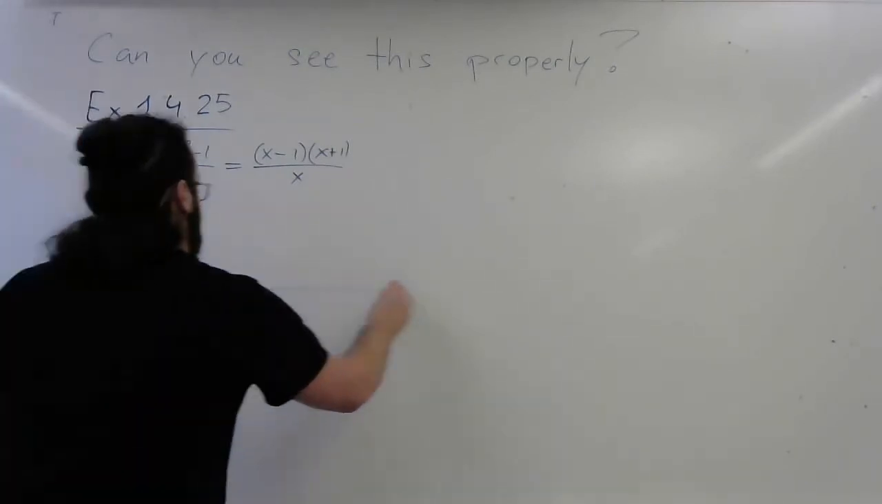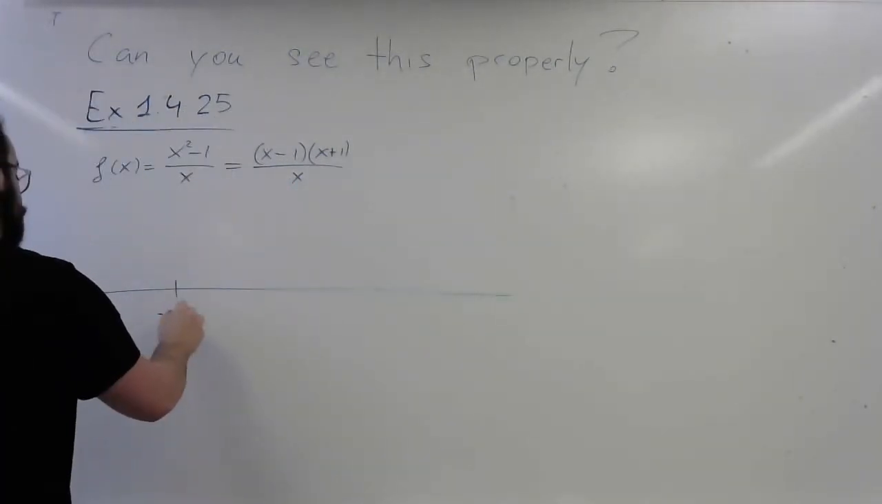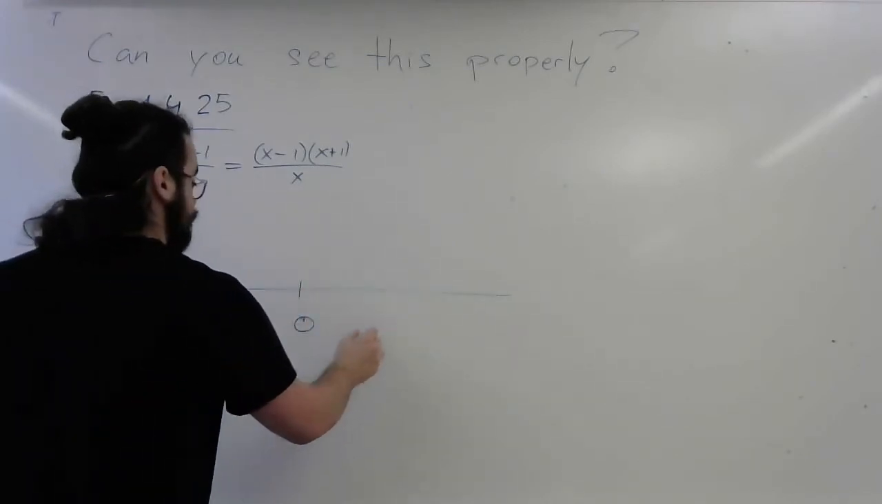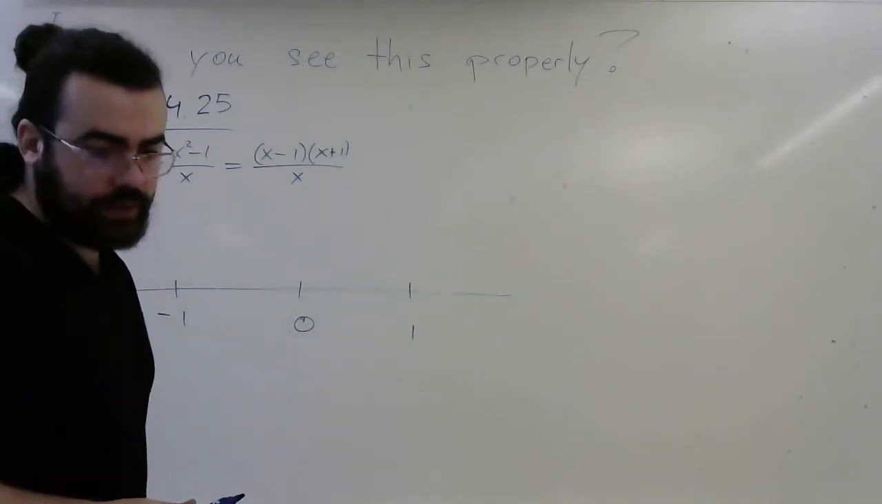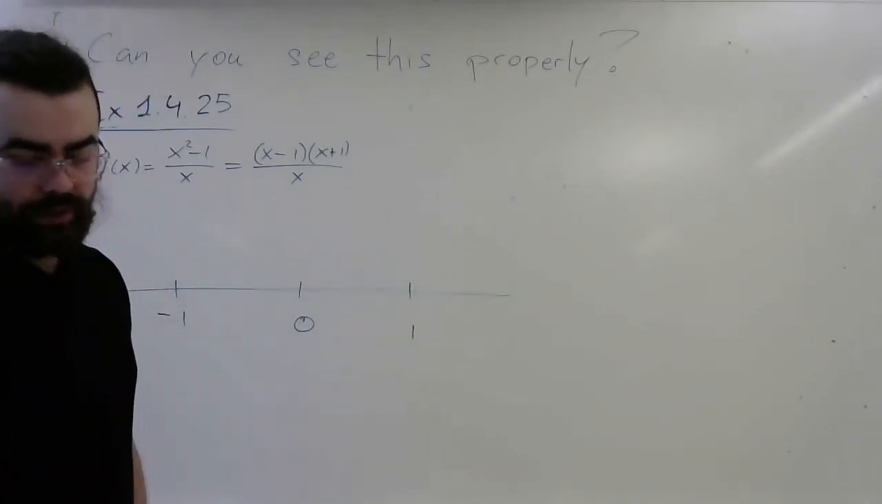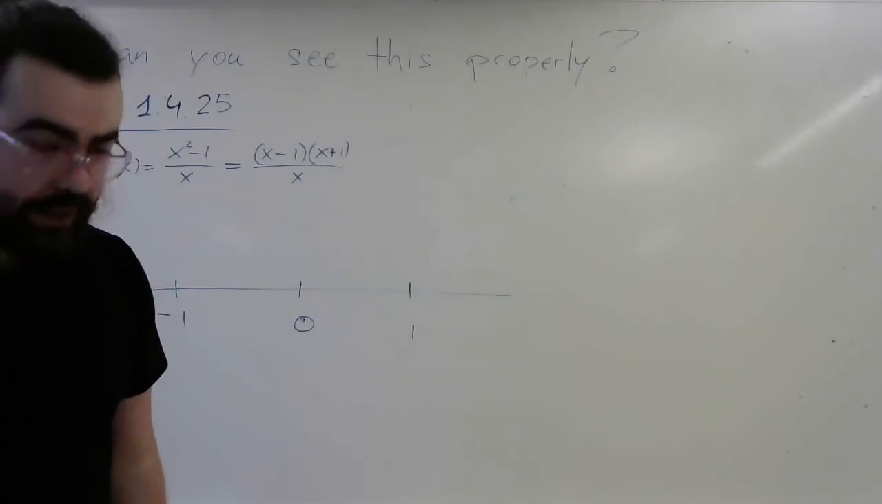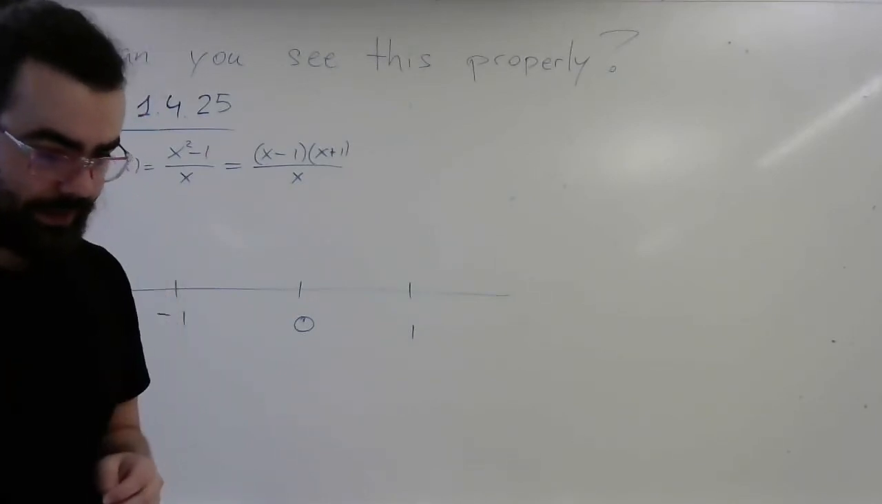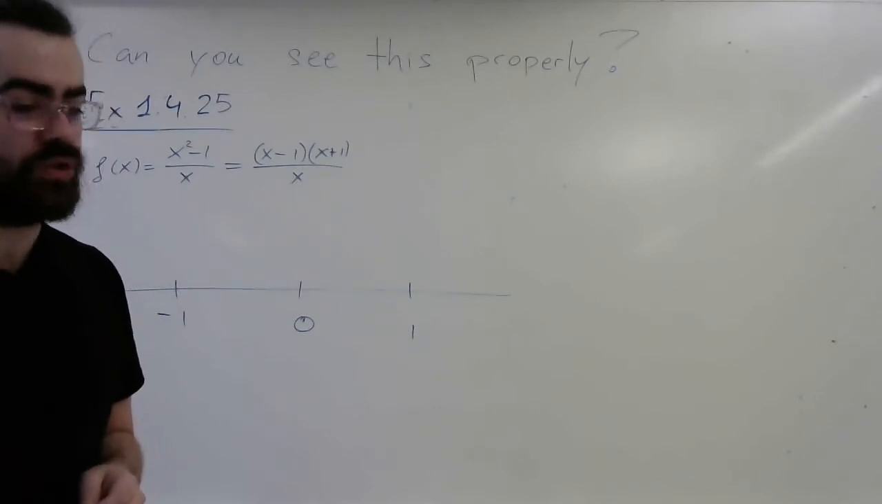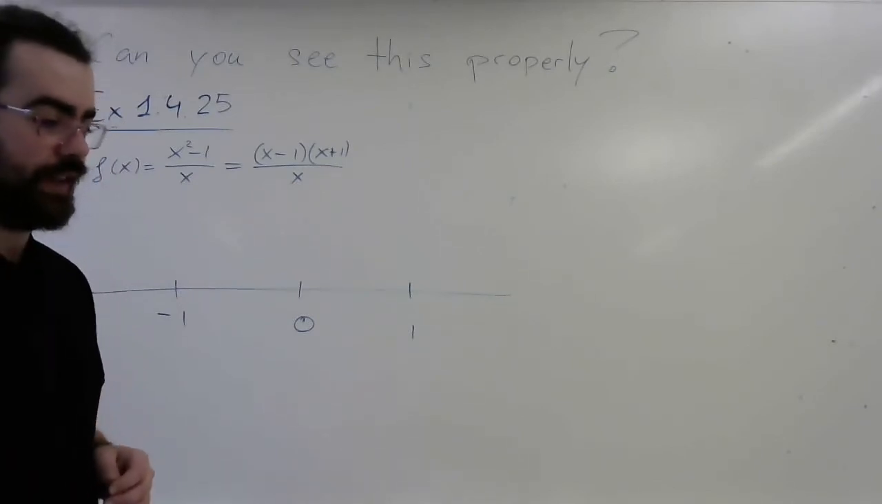So let's draw that. We have x equal minus 1. We have x equals 0. We have x equal 1. On the previous one, we are assuming f of x is continuous. Polynomials are always continuous. We don't have the need to assume that. They are by definition.